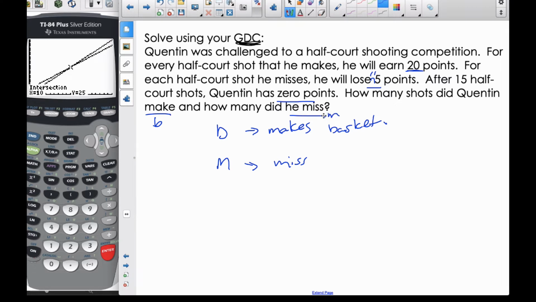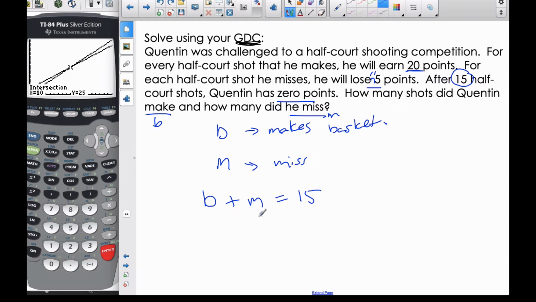And so we need to make some equations. If we have two unknown variables, we need two equations. So what are those equations going to be? He took 15 half-court shots. That sounds like a sum, all of the shots he's done. So all the baskets I made, plus all the ones I missed, is 15 shots in total.